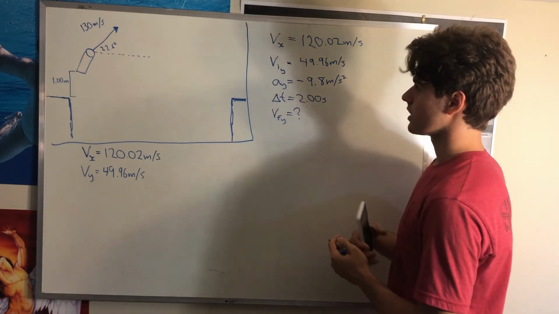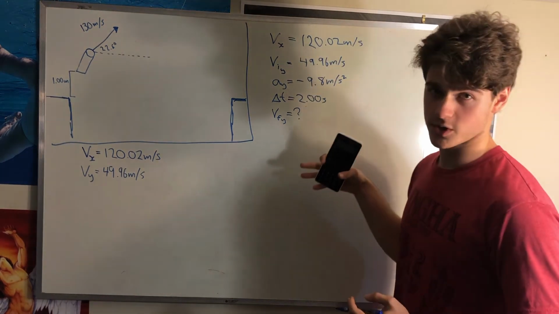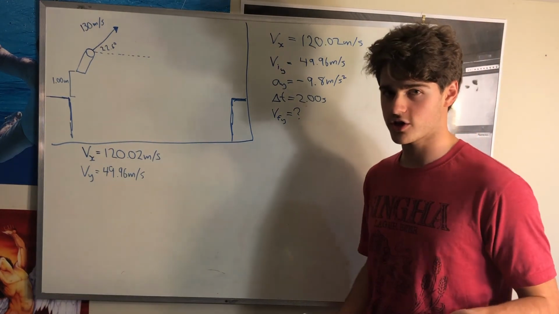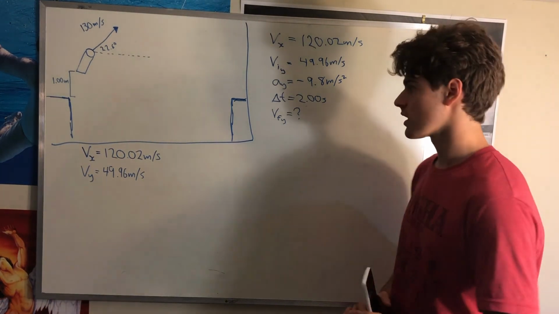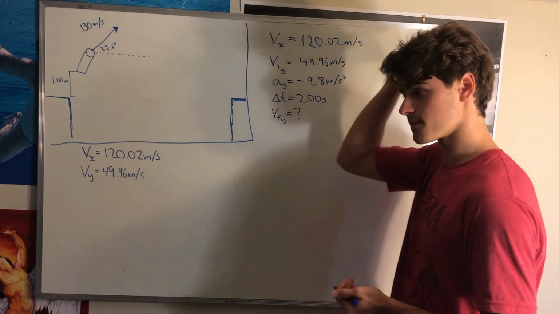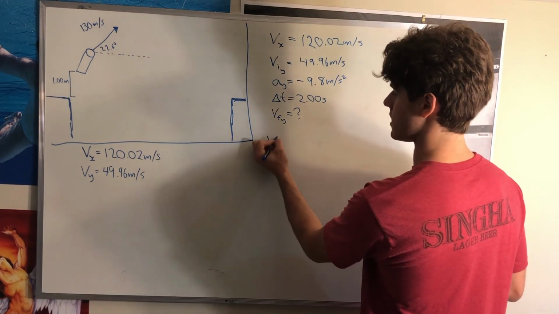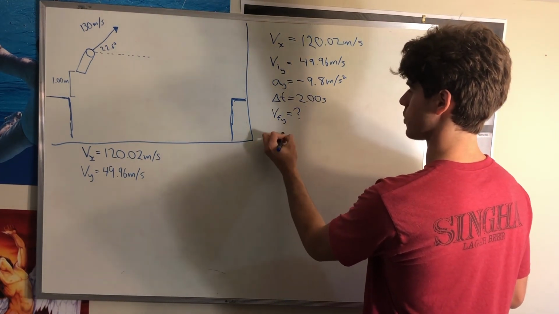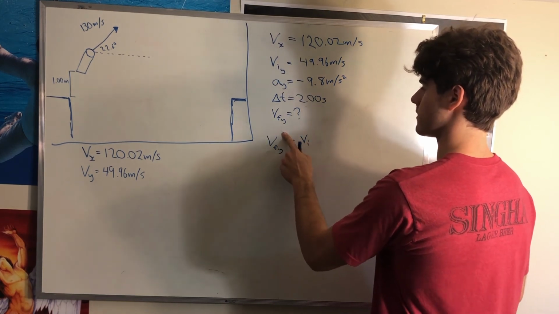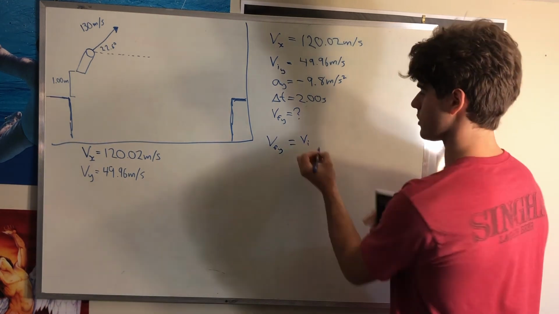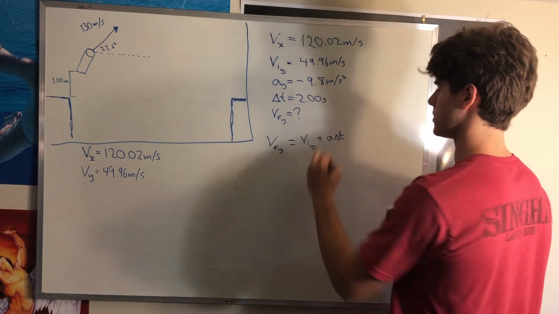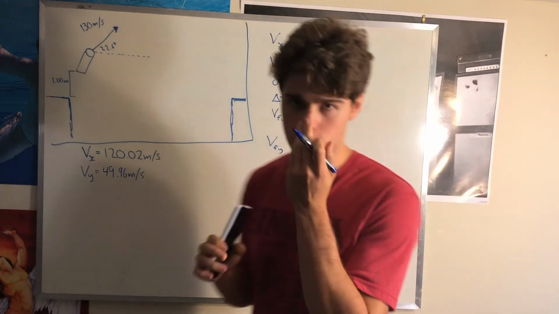So, we have 4 variables to work with. We know 3 of them, we're looking for 1 of them. We can use one of the kinematics equations, one of the equations of constant acceleration. We would have to use the one that doesn't use displacement because we don't have a displacement value right here. So the one I can think of is Vf equals Vi plus acceleration multiplied by the time. This is one of our equations of motion.